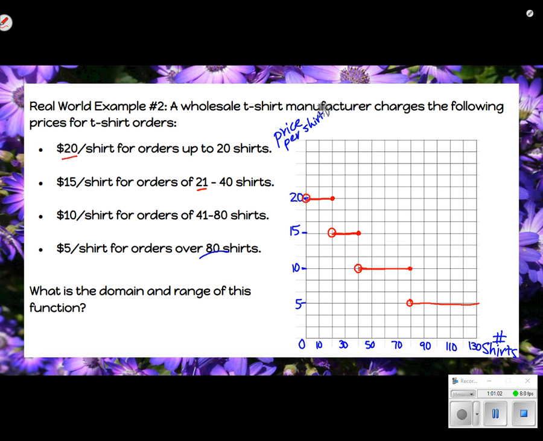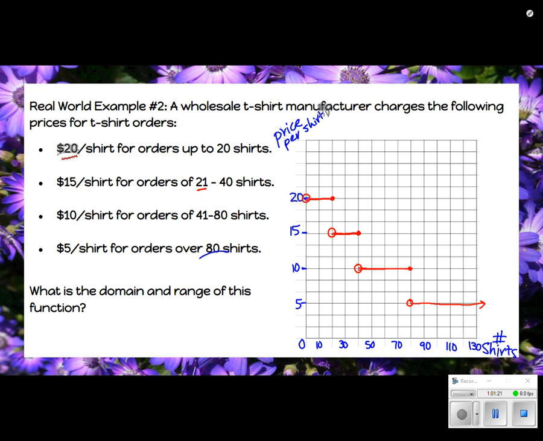Now, it could go on to 1 million. I don't know if that order would ever be a thing, but there might be very large orders, you know, a couple hundred shirts. It depends on what kind of organization is buying these shirts to maybe sell or give out to people or something like that.